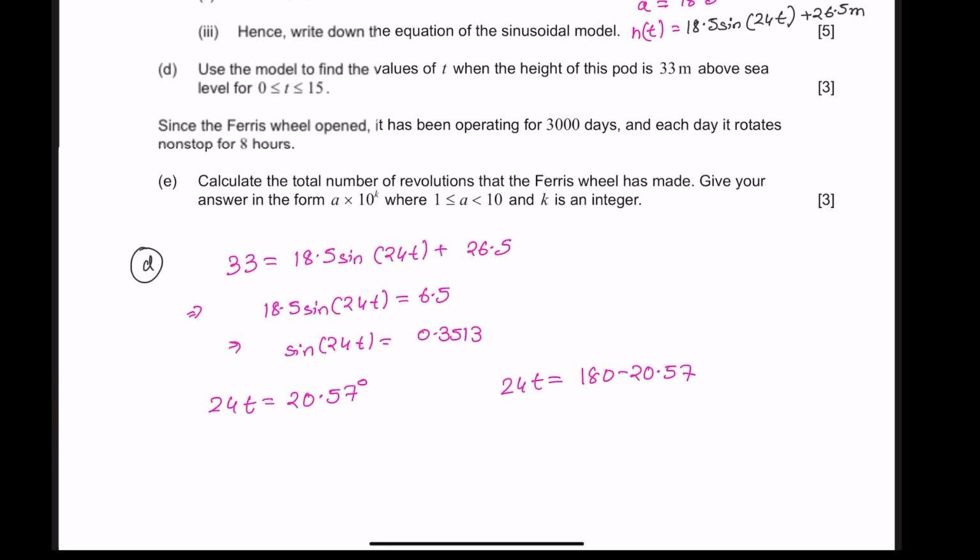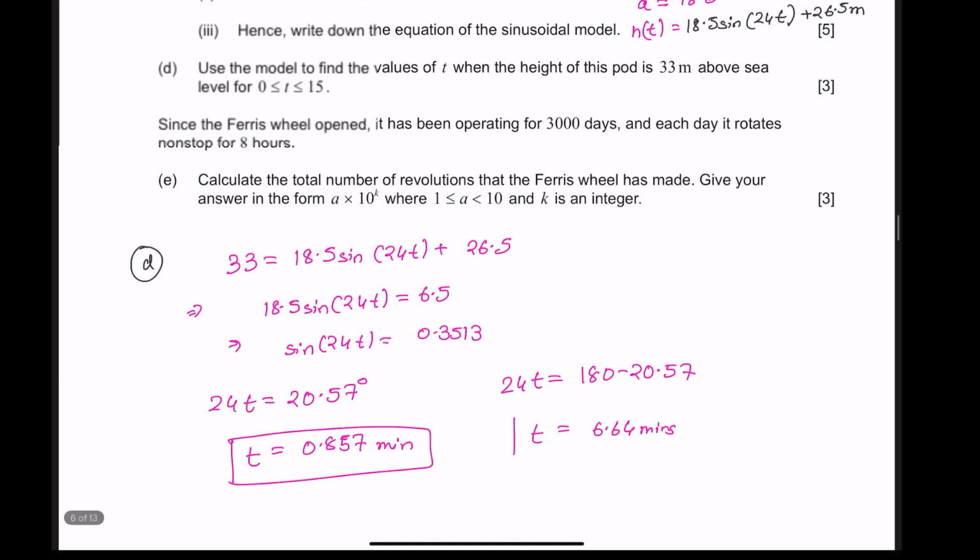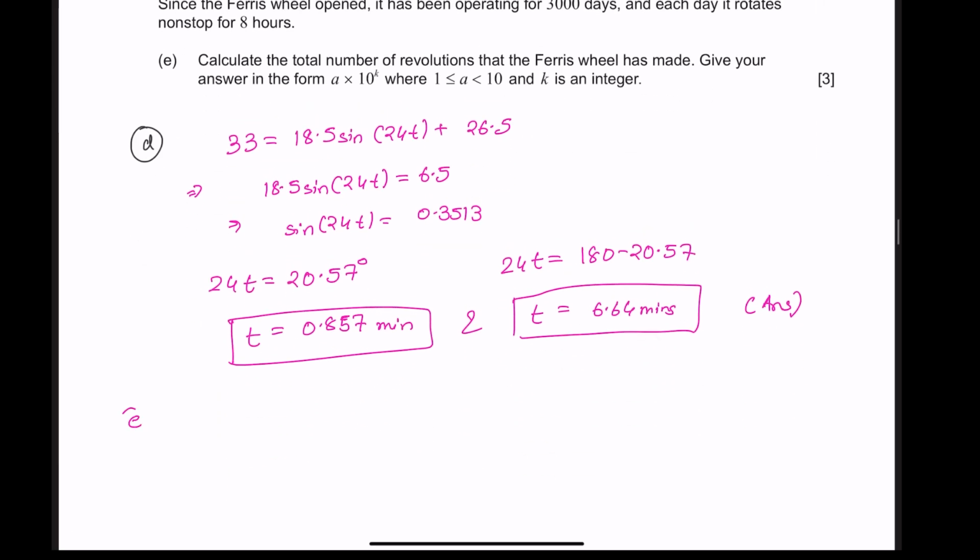So first value of t would be 0.857 minutes. The second value of t would be 6.64 minutes. These are the two values of time when the height of the pod would be 33 meters above the sea level. Now the last part.